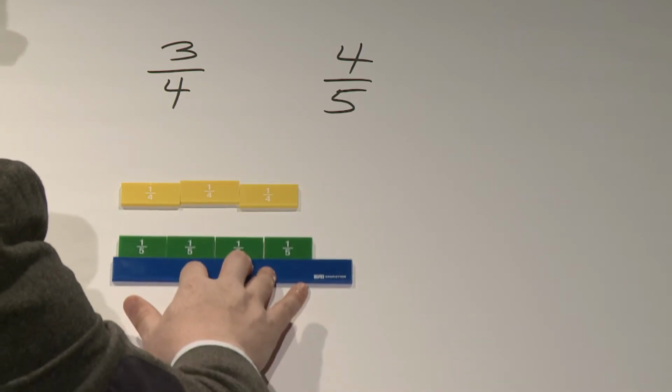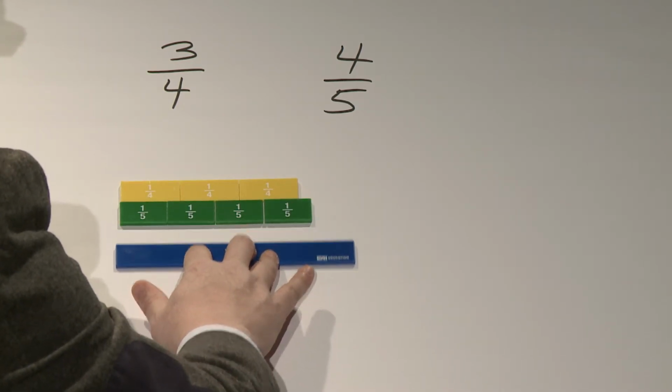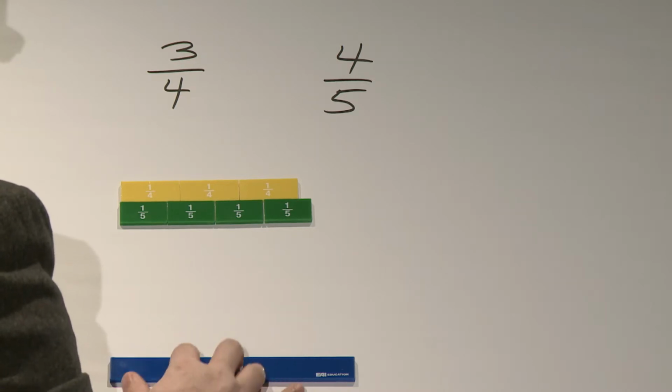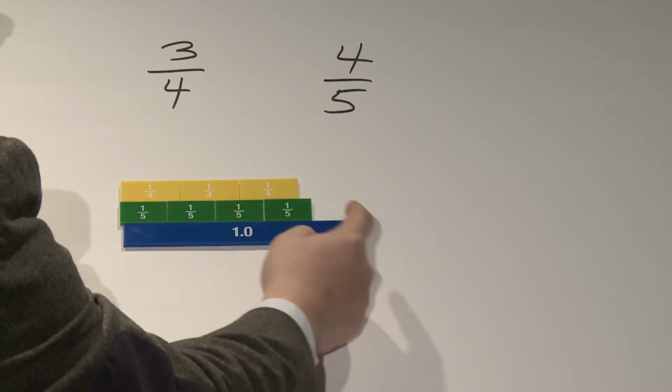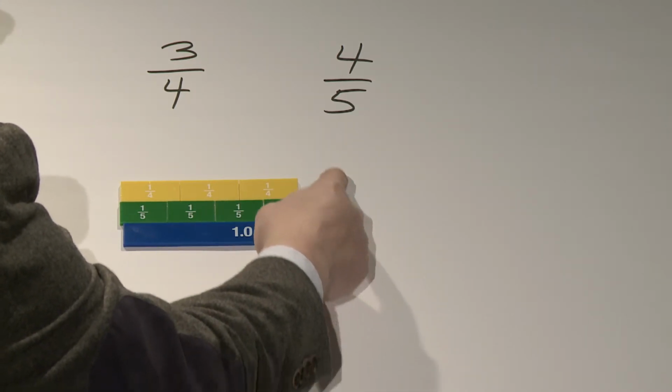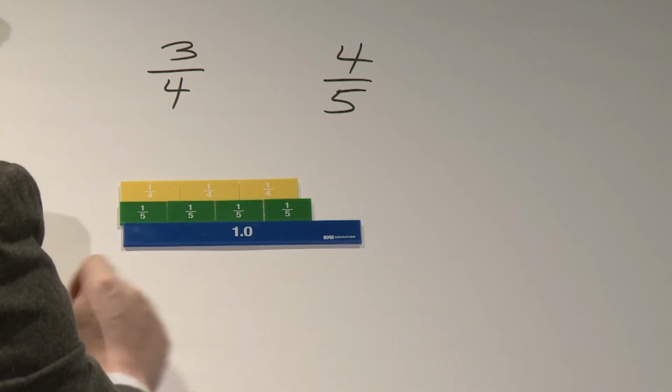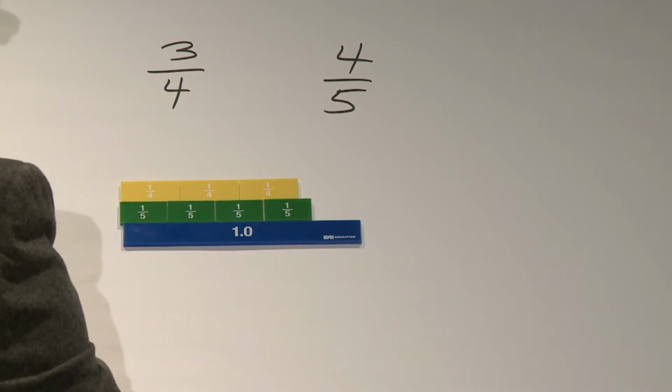and 4/5 look something like that. And we can see that there is less missing from the fifths than there is from the fourths. Therefore, 4/5 is more than 3/4. Thinking about the size of pieces and how many pieces are missing is a good way to reason about which fraction is greater. This idea, or this thinking, can be applied to all fractions.